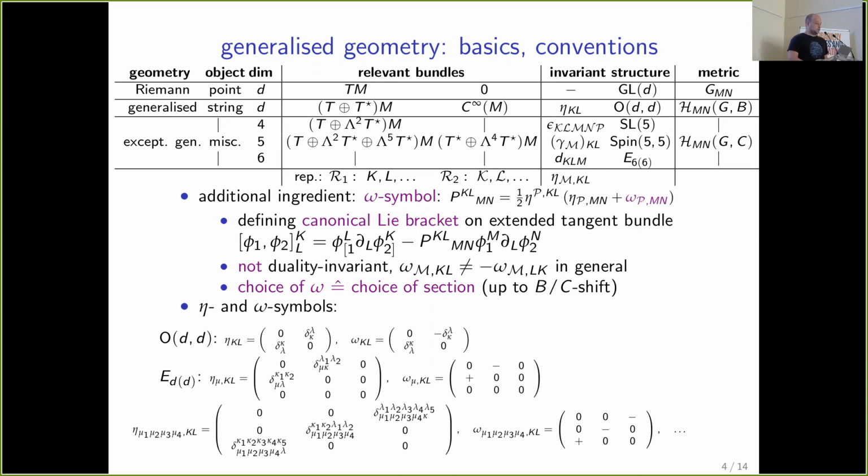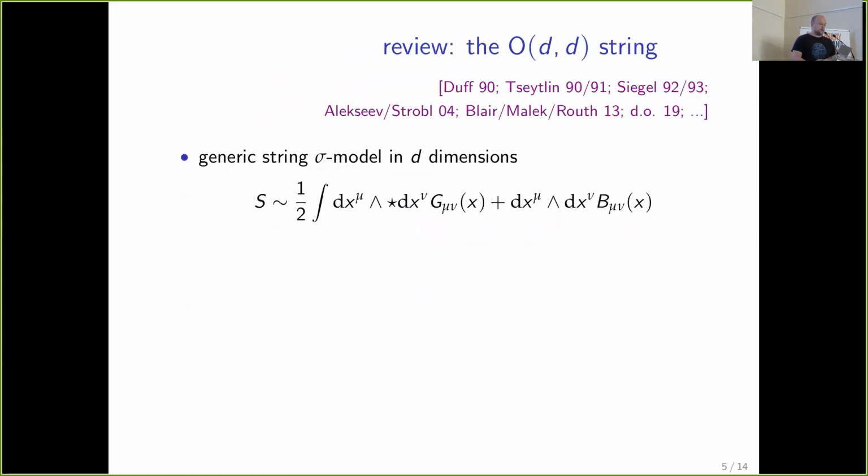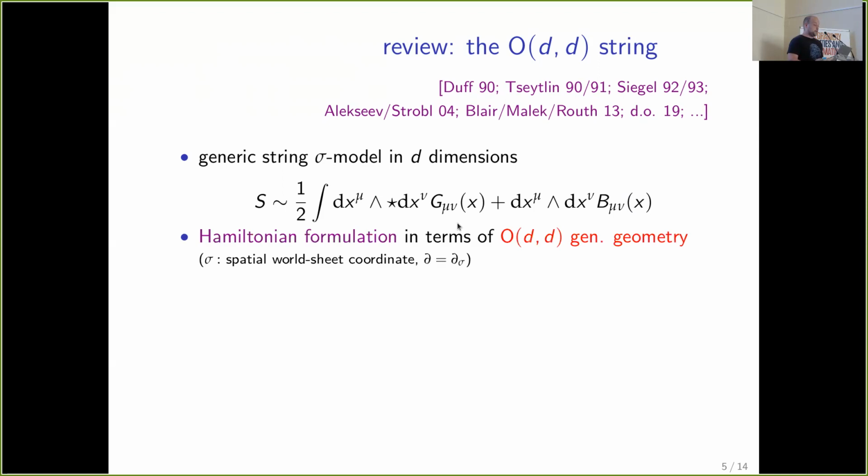Okay. So if not, let me continue and review the motivation why we would look at generalized geometry at all. And so the reason is we start with a generic sigma model, string sigma model in d dimensions. So I don't assume any special properties on G and B. And I look at the Hamiltonian formulation of that. And it turns out, as I said in the motivation, that everything in the Hamiltonian formulation can be phrased in terms of objects of that ODD generalized geometry that I've introduced so far.